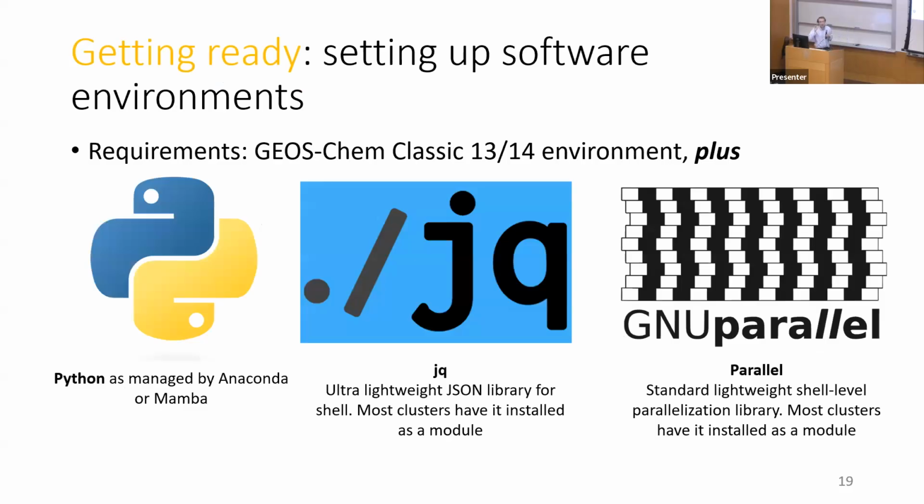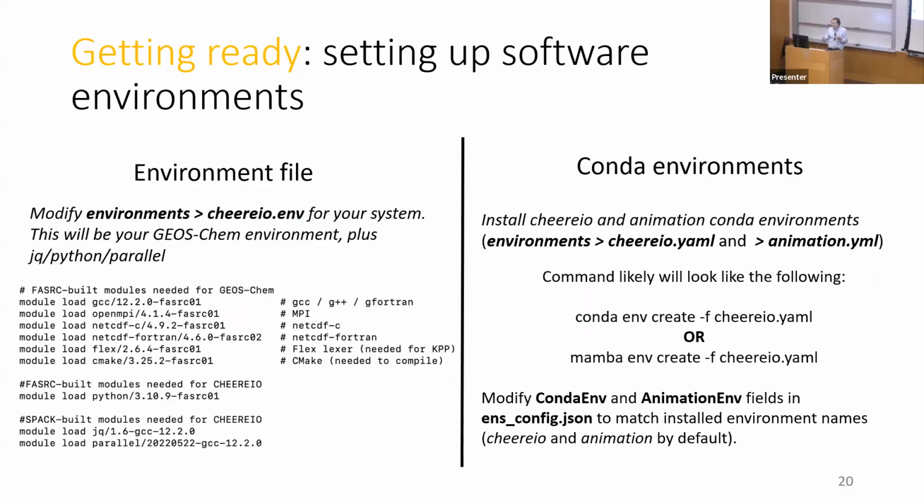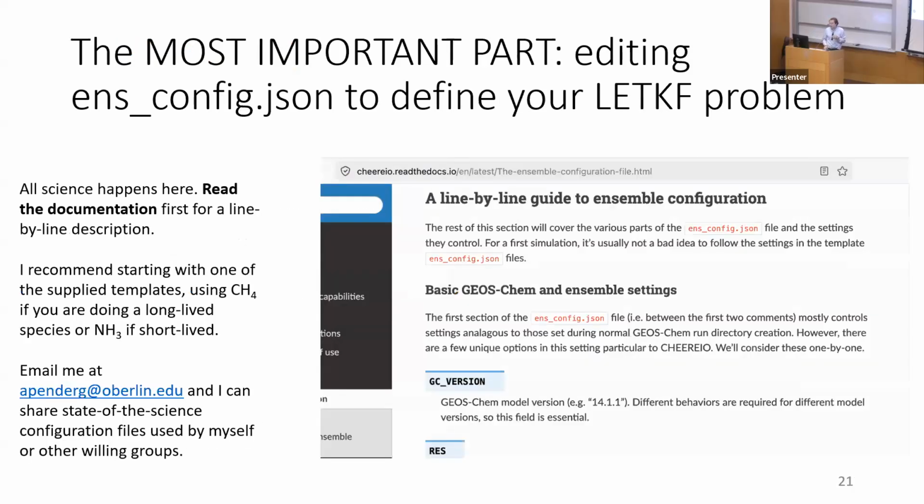So the software environments: whatever environment you're using for GeoSChem Classic, plus you need a Python managed by Anaconda or Mamba that needs to be in your bashrc. You need jq, which is probably in your setup already. That's just a lightweight library, and then parallel. These are very standard things, so there should not be any conflicts. If you have GeoSChem running, this is all you need. So you just modify your environment file or your bashrc to load all of these things. And then you also will need to install the conda environments that ship with this because it's all custom Python stuff. This is pretty straightforward if you're familiar with running GeoSChem and if you've touched Python before. But there are guides online if this is new to you.